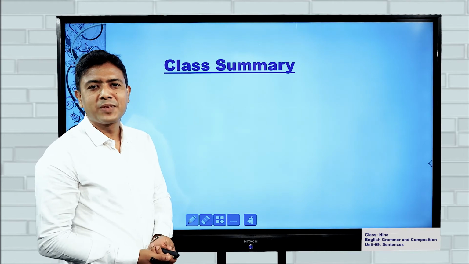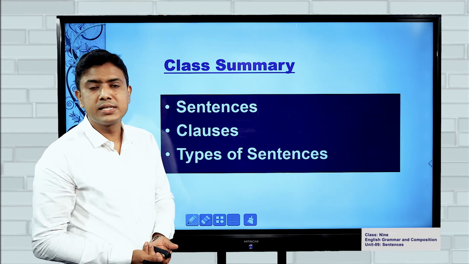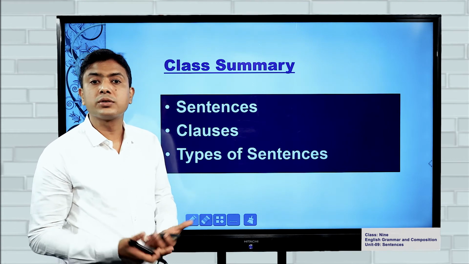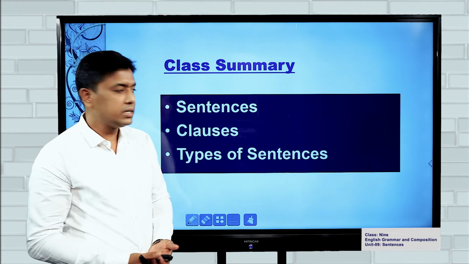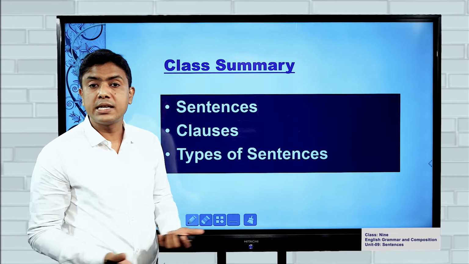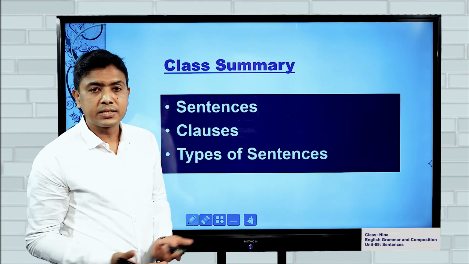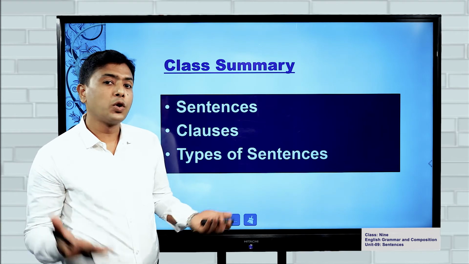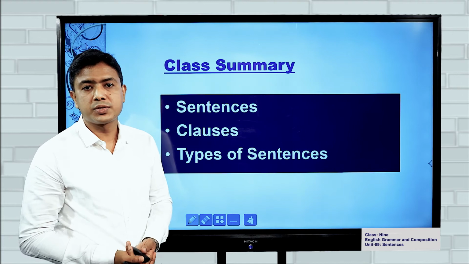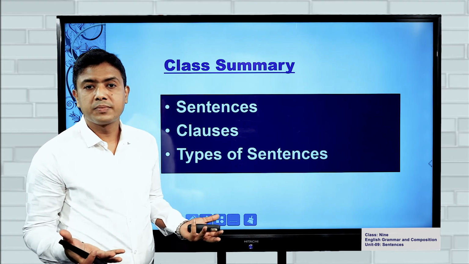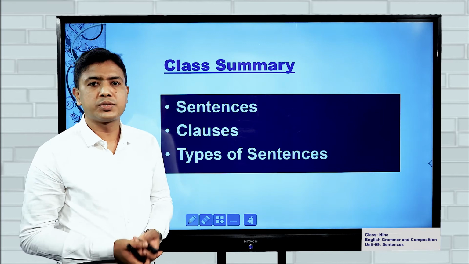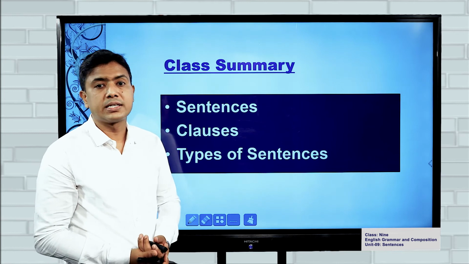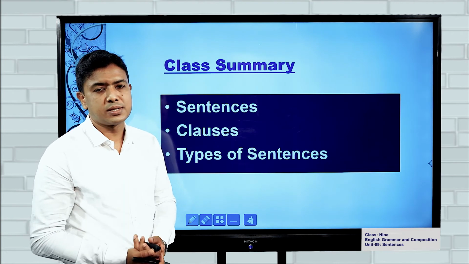Now, my dear students, let us recap what we have learned in today's class. We have learned the definition of a sentence, the construction of a sentence. We also learned clauses. Clauses are parts of sentences. We also learned that a sentence may have one clause or more than one clause. We also learned the kinds of clauses, dependent clauses, independent clauses. Also, we learned about kinds of dependent clauses: noun clauses, adjective clauses, adverb clauses. And finally, we learned the types of sentences, five types of sentences we have already learned.